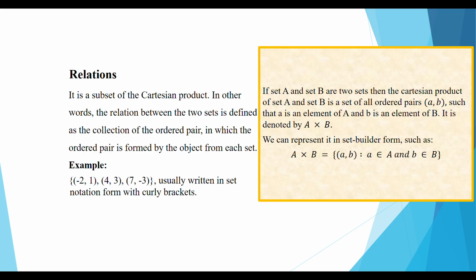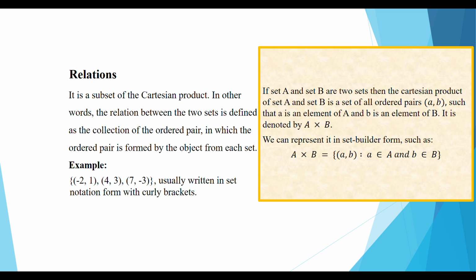(1, a), (1, b), (1, c), (2, a), (2, b), (2, c), (3, a), (3, b), (3, c). The Cartesian product A cross B is equal to how many ordered pairs? Nine, since the cardinality of both sets is 3, and 3 times 3 is 9. In the case of a relation, a relation is a subset of the Cartesian product.